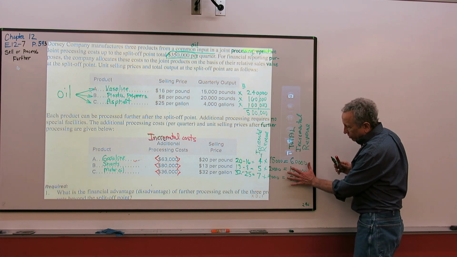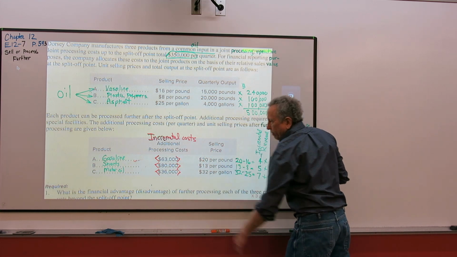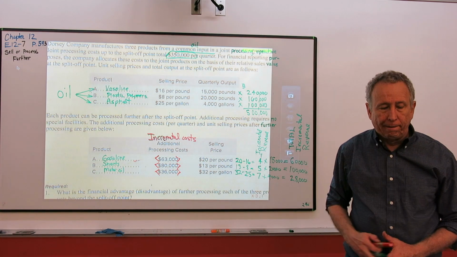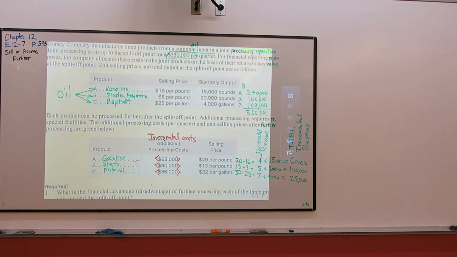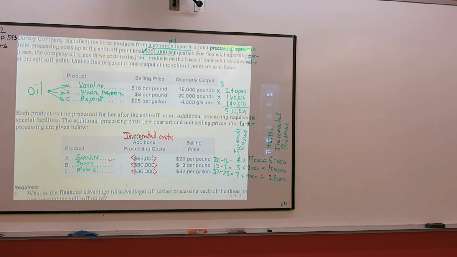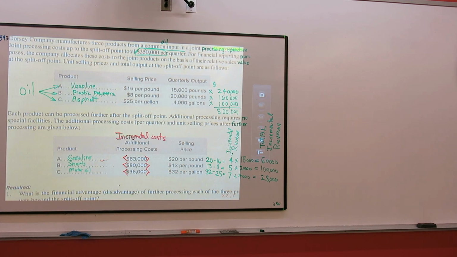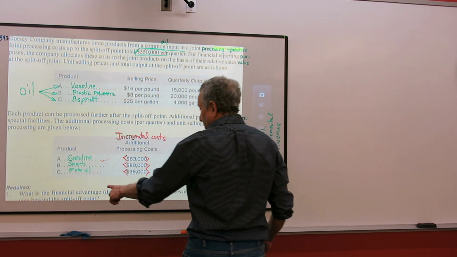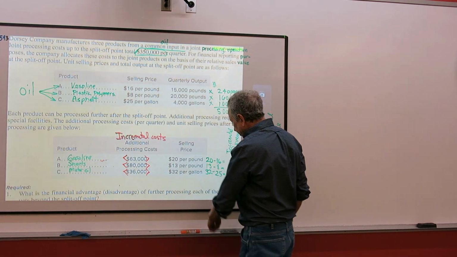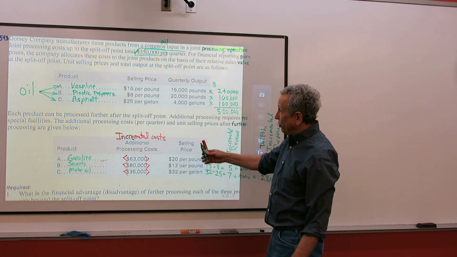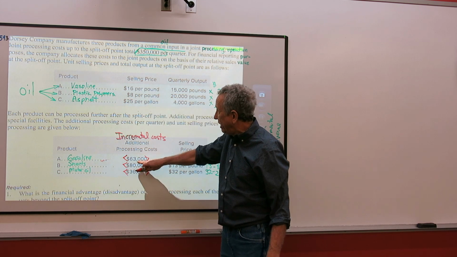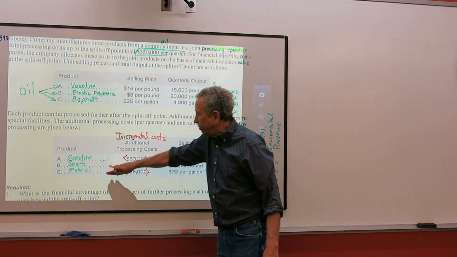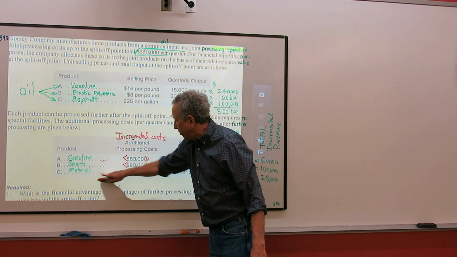So now I have the total incremental revenue, I have the total incremental expenses. Do you see what I can do with it? Now I can really figure out, is it worth it to process this further? They're going to ask me in this one, what is the financial advantage of processing these further? From going from Vaseline to gasoline, from plastic polymers to plastic sheets, from asphalt to motor oil.